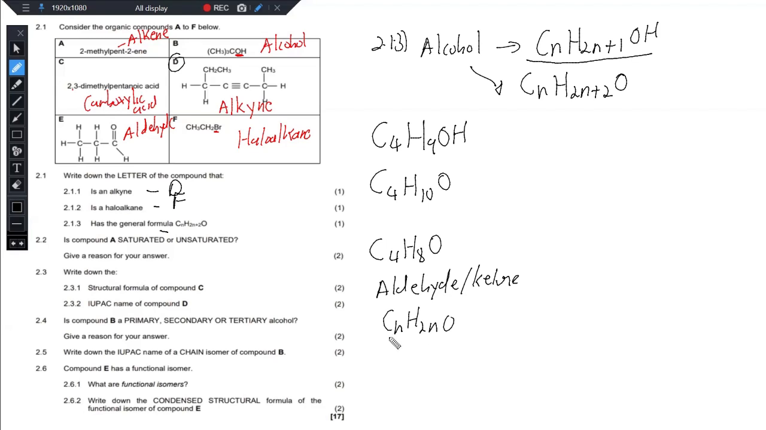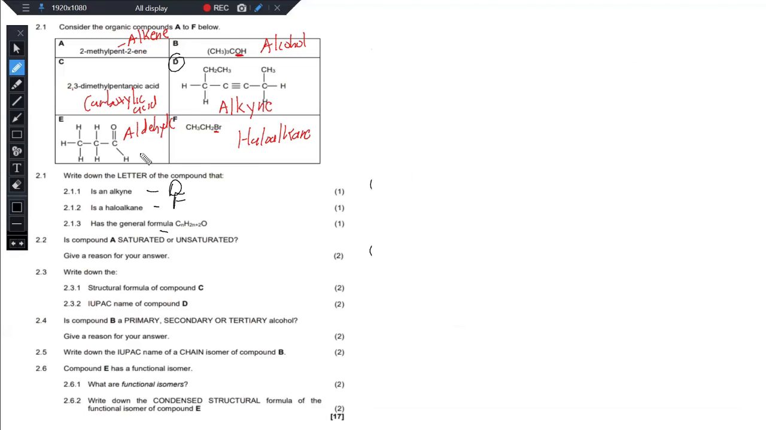With an aldehyde or ketone, you have this, but with an alcohol, you can have that CnH2n+2 and then an oxygen. So this is something that you really, really need to check when it comes to your exams, right? So note right now that CnH2n+2O is the general formula of an alcohol. So that means our correct answer here has to be B.